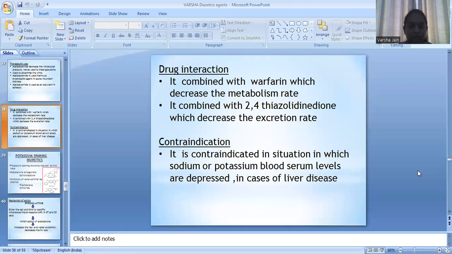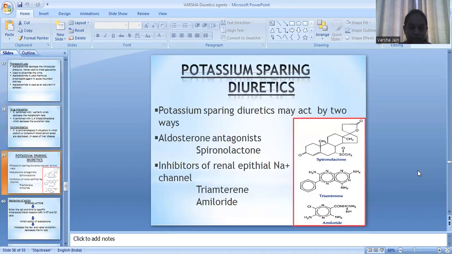Drug interaction: when combined with warfarin, that is an anticoagulant, it decreases the metabolism rate. When combined with 2,4-thiazolidone, it decreases the excretion rate. Contraindication: it is contraindicated in situations in which sodium or potassium blood serum levels are depressed, and in case of liver disease.